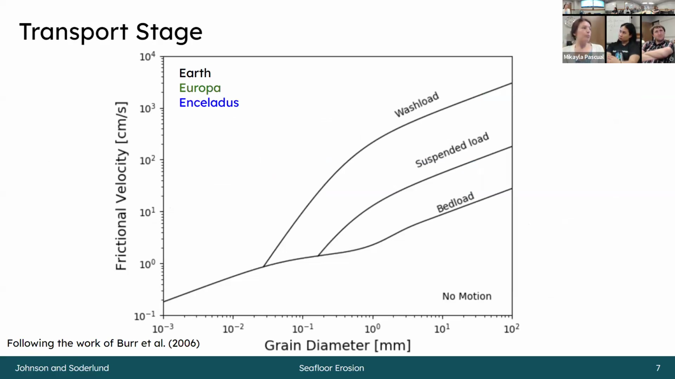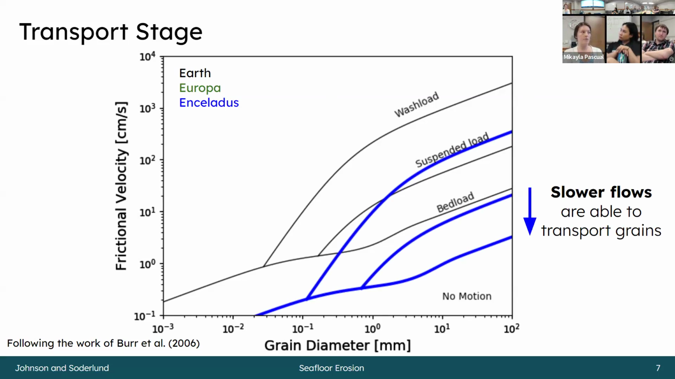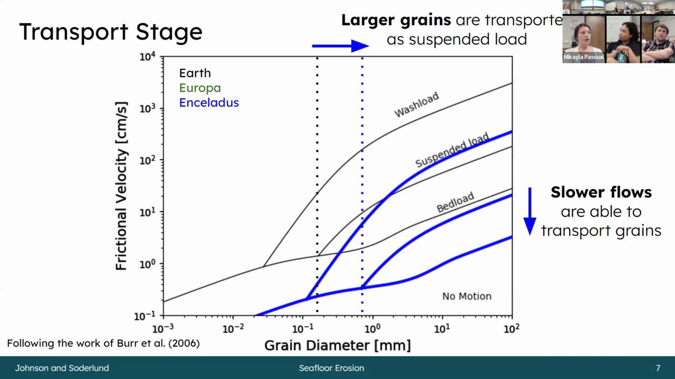So again, following the work of Burr, we can calculate the threshold for motion in each of these three transport stages. Now if you are below the bottom line, your sediment grains are not going to be moving. Between the bottom line and that second line, in this region, particles of that size are able to be transported as bed load, and so on as you move to higher velocities. I'm showing Earth first just to walk through it, and then I can overlay Enceladus. And so you can see once again that slower flows are able to transport grains. That's the same thing we saw from the previous slide. But I will also say that larger grains are able to be transported as suspended load on Enceladus.